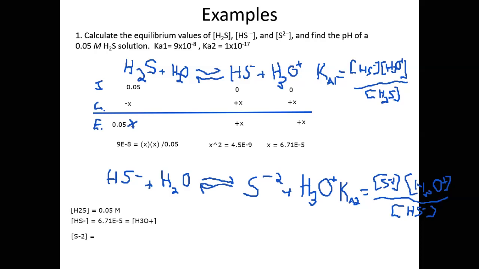Now, if we want to calculate the pH, pH equals the negative log of 6.71 e to the negative fifth. That'd be about 4.17.